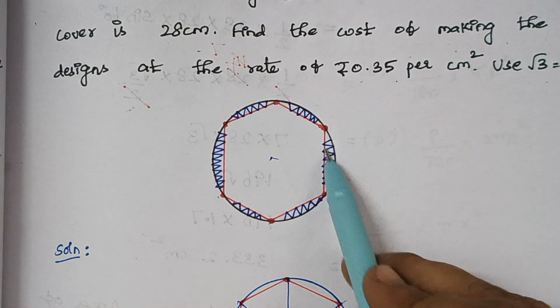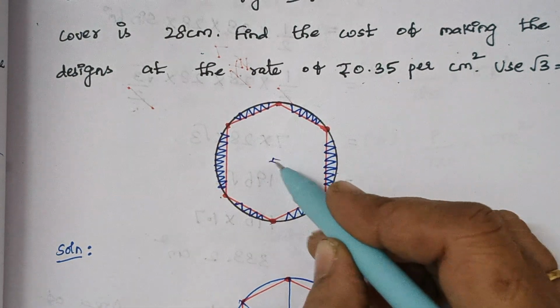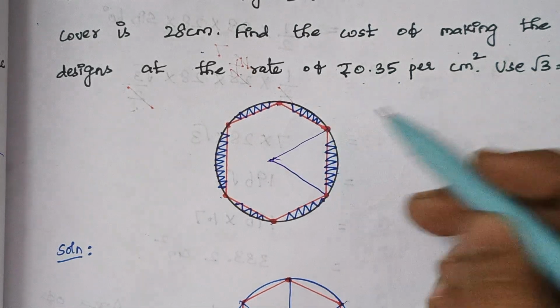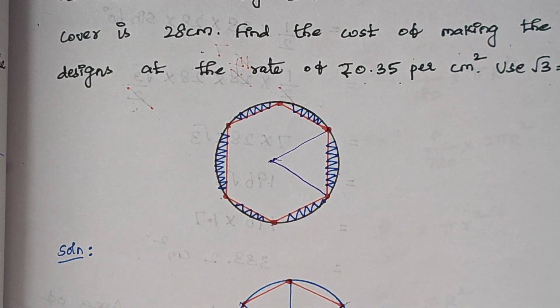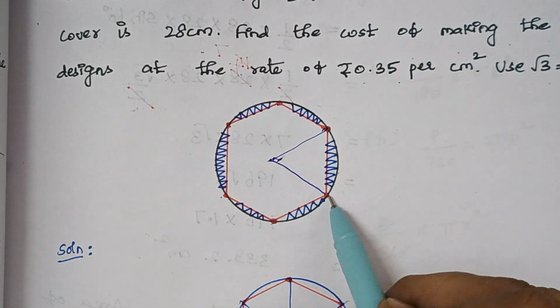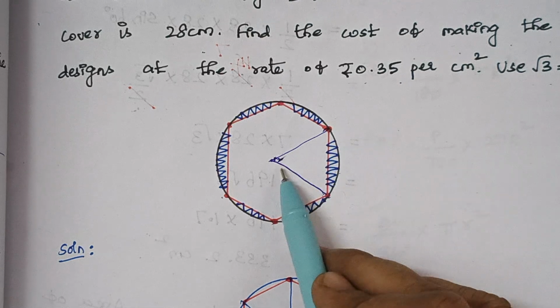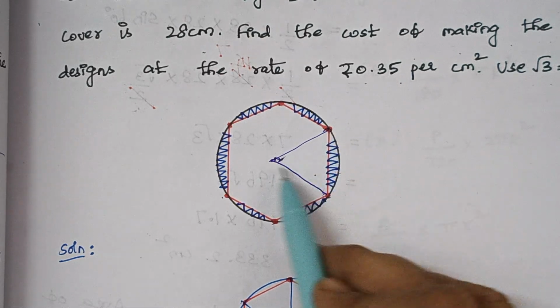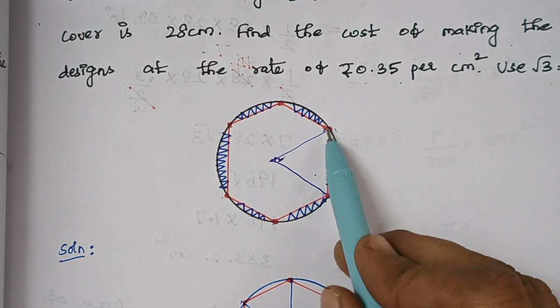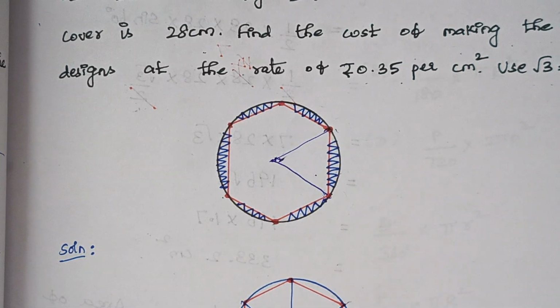So here this is the area of the design, right? Now we had constructed a sector like this. We had found the area of the sector and we have found the area of the triangle. So when you subtract the area of the triangle from the sector, then we can find the area of the design, right? So this is what we are going to do.